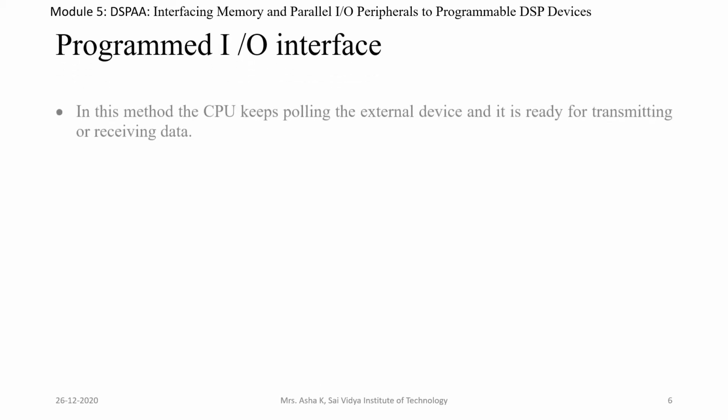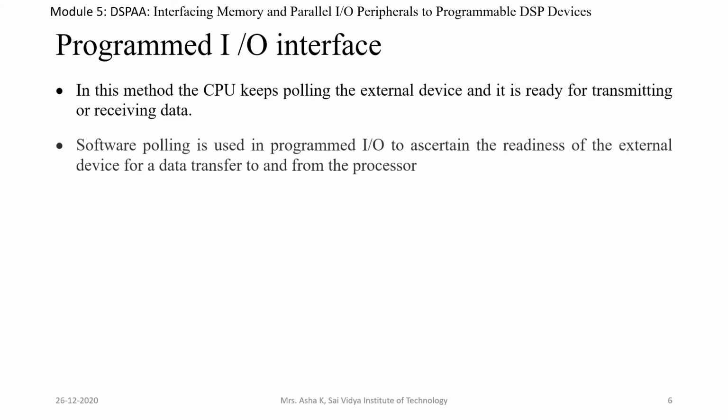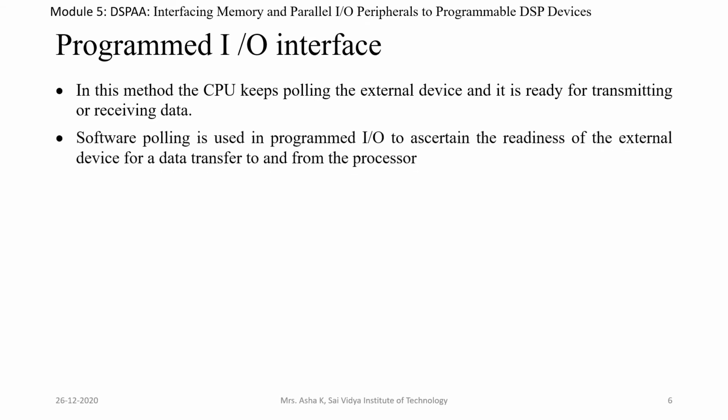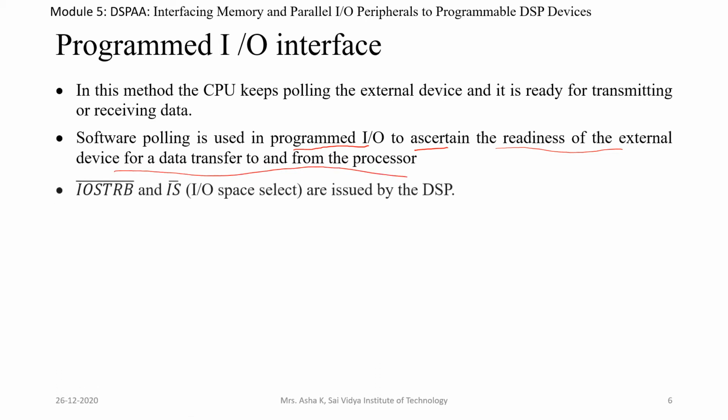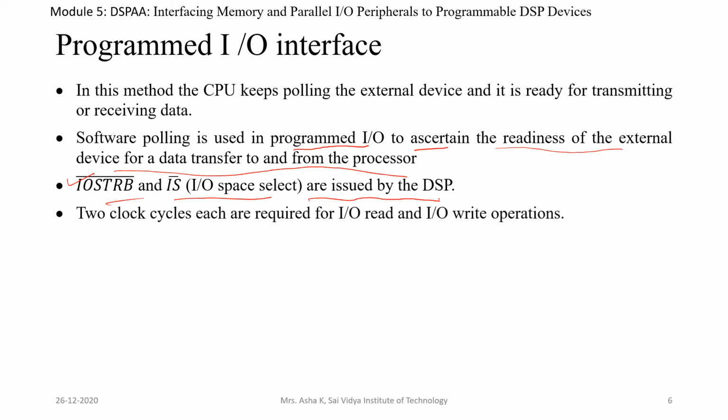Programmed input-output interface. Here, the CPU keeps polling the external device for its readiness for transmitting and receiving data. Software polling is used in programmed input-output to ascertain the readiness of the external device for a data transfer to and from the processor. We have here input-output strobe and input-output space select. These two signals are the external interfacing signals issued by the DSP. We require two clock cycles each for input-output read and input-output write operation.